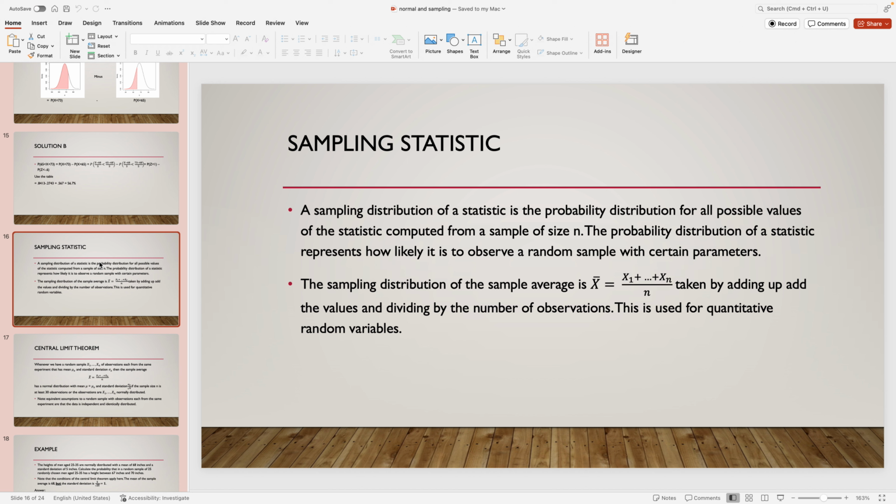The probability we calculate represents how likely it is to observe certain values of the statistic. The statistic that we're most interested in here is the sample average. That is, we take all our values x1 through xn, we add them up, and we divide by n. Okay? Because each of the observations x1, x2, all the way through xn are random, before we collect any data, that makes our sample average also random.